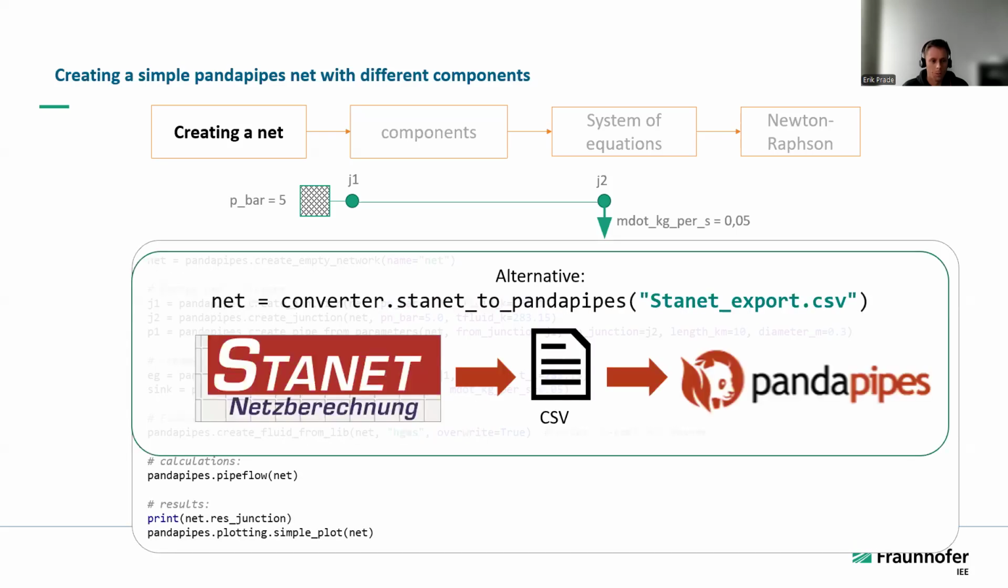So this was just one way of creating a net. Obviously, we have also incorporated into pandapipes a converter, for example from StarNet. If you have your pipe grid not in pandapipes, but already modeled in another software, we have for StarNet a converter, which can then be used to create your pandapipes grid.